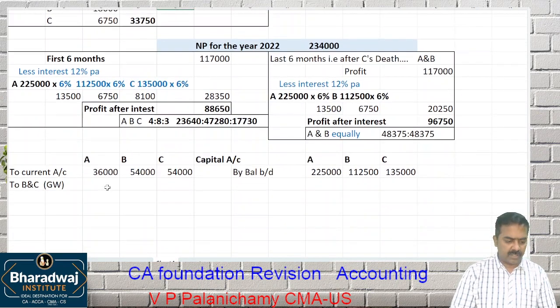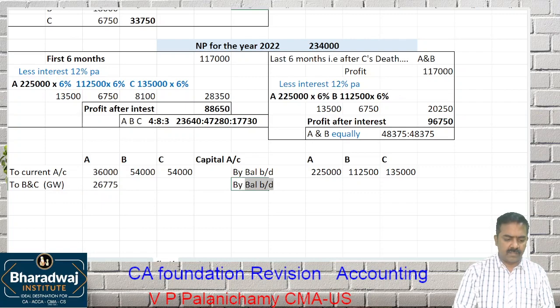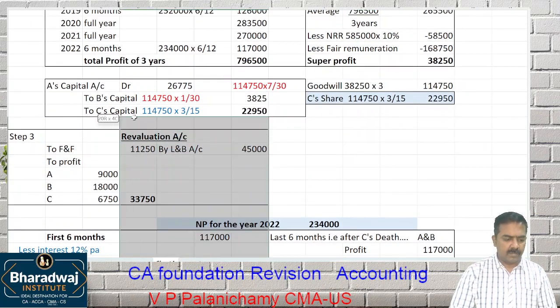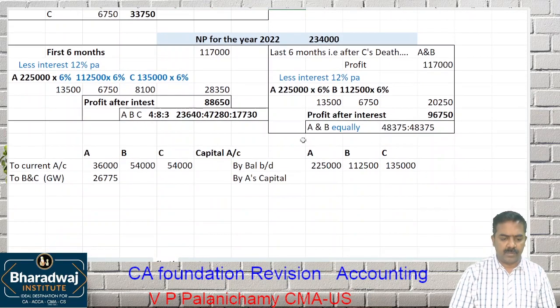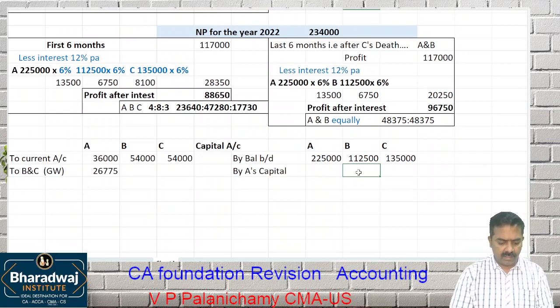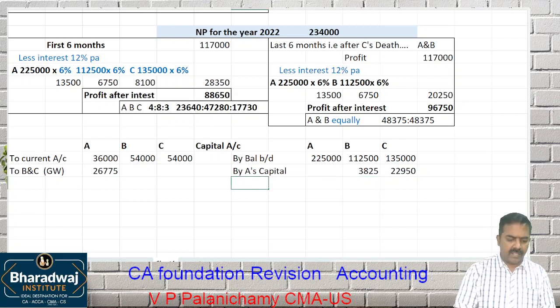For goodwill, how much in A's column do you have to debit? 26,775. In whose column do you have to credit? B and C's column. How much do you have to credit? 3,825 and 22,950. Wait. By interest on capital.